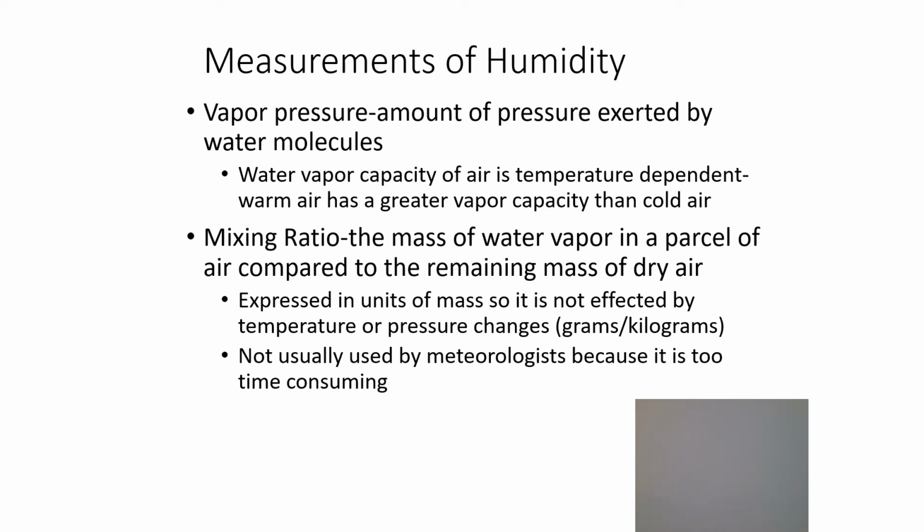But as the temperature changes, as the temperature goes up or down, the vapor pressure is going to go up or down, all because the vapor capacity of air is temperature dependent. Mixing ratio is the most accurate way to measure water vapor content in the air, because we're actually measuring the mass of the water vapor in a parcel of air. So it's the most precise, but it's also the most time-consuming one to do.